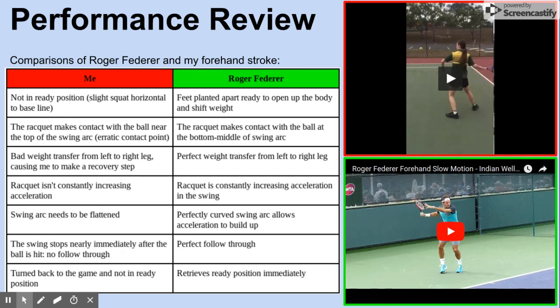I also improved on my timing and the point of the swing arc at which the ball makes contact with the racket. I changed it from being at the top to the bottom-to-middle of the arc, which made my shots lower and in the court.